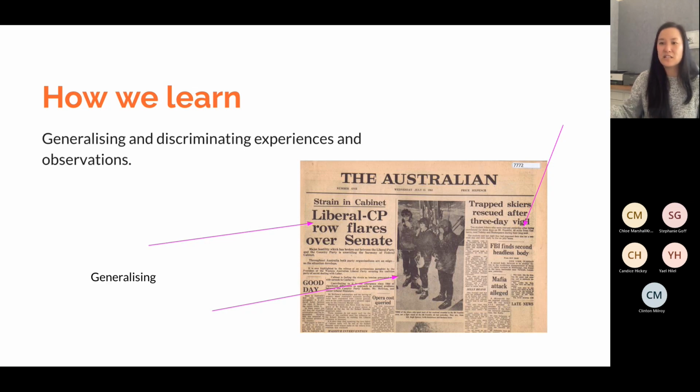When we learn this, we're using generalizing. Generalizing and discriminating experiences from observations. This is what we use from examples. So we do this a lot as math teachers. We give examples. Students are generalizing, they're discriminating, they're basically creating part of their schema.